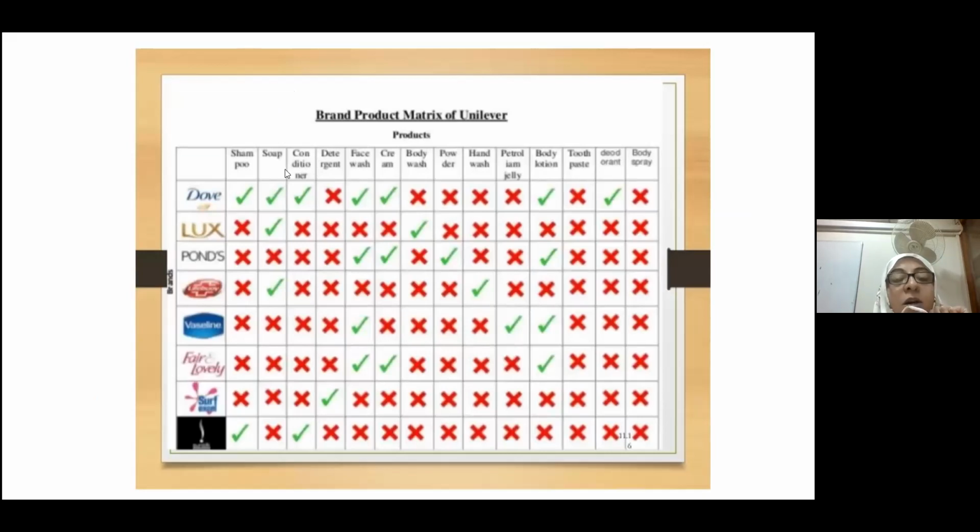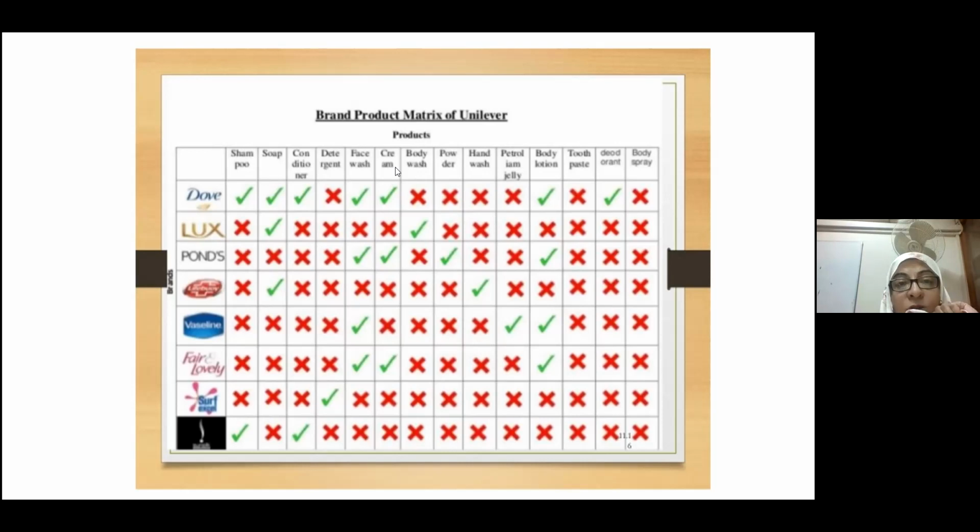ठीक है, इसका एग्जांपल मैं आपको यूनिलीवर की मैट्रिक्स से दिखाती हूँ। Unilever has shampoo category, it has soap category, it has conditioner category, detergent, face wash, cream, body wash, and so on and so forth. ठीक है, ब्रांड्स क्या हैं? जो पहली ब्रांड है डव, उसके शैम्पूज भी आते हैं। Dove has a soap also, it has a face wash also, Dove is a skin cream, moisturizing cream also, it has a body lotion also, and Dove is in the deodorant category also.